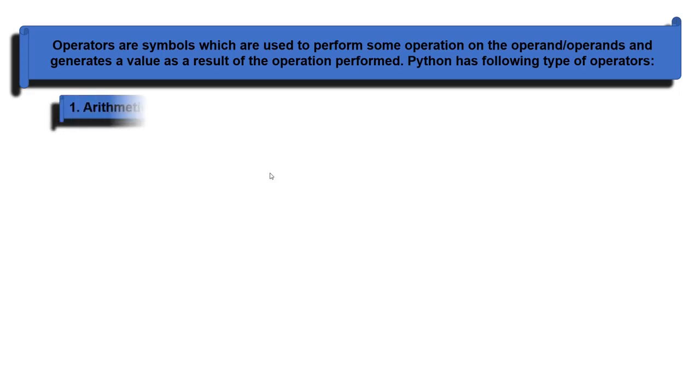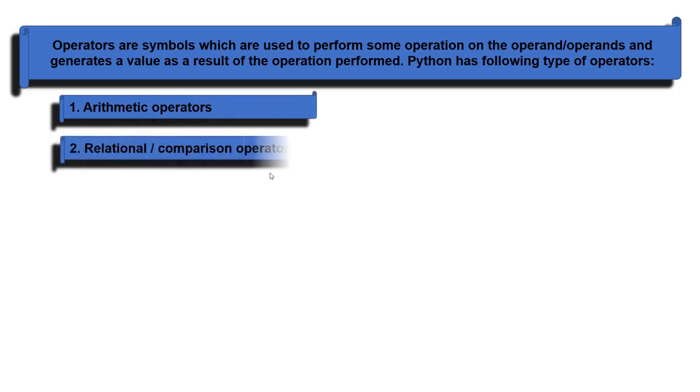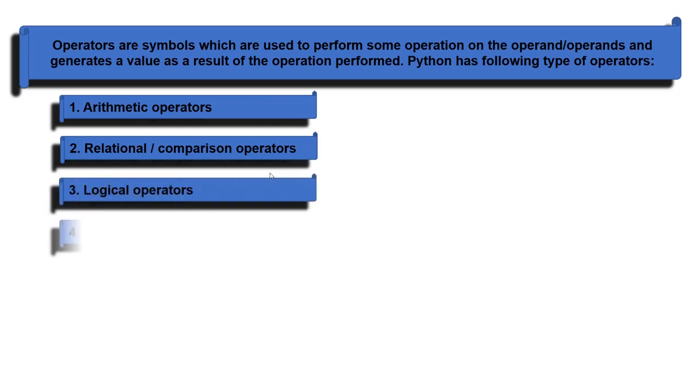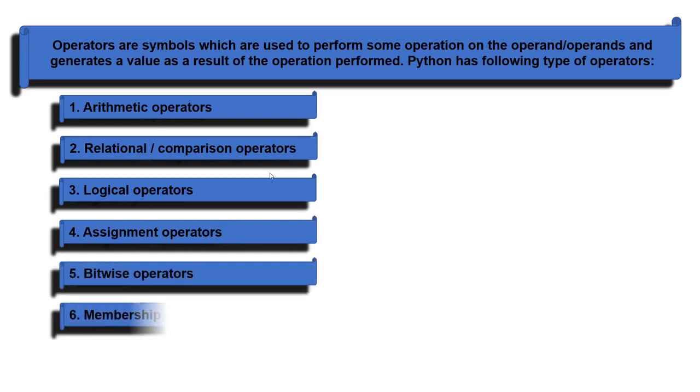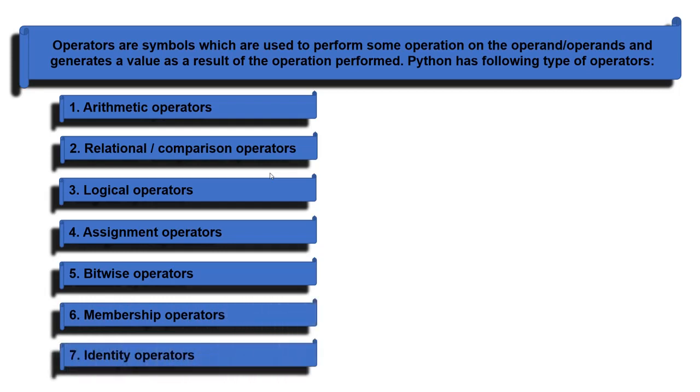Python has the following types of operators: arithmetical operators, relational or comparison operators, logical operators, assignment operators, bitwise operators, membership operators, and identity operators. As per the syllabus of class 10th, we will be covering arithmetical operators, relational or comparison operators, logical operators, and assignment operators.